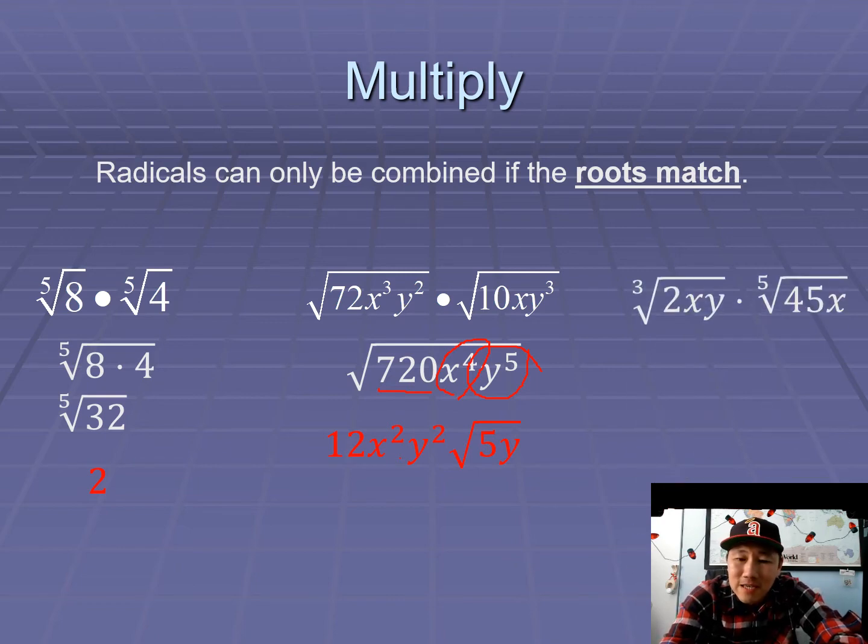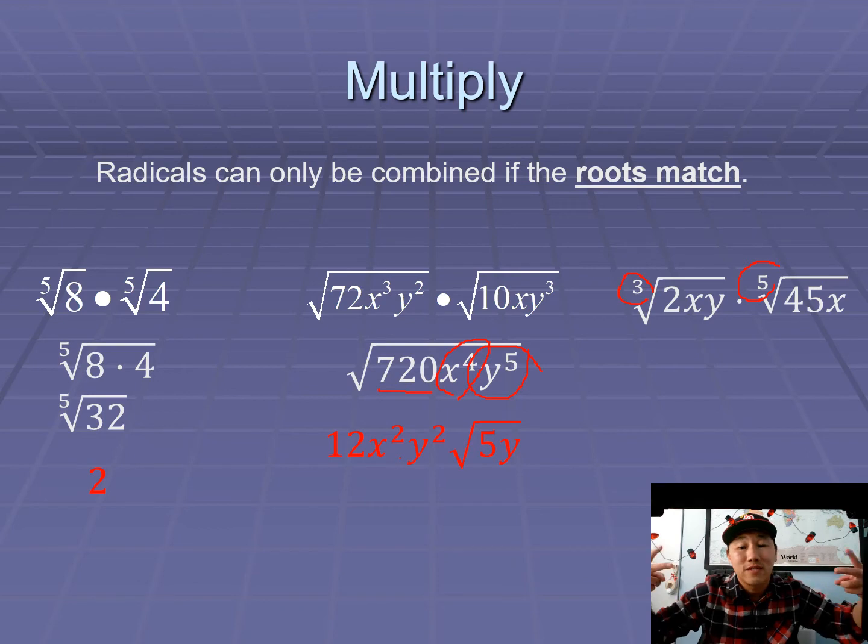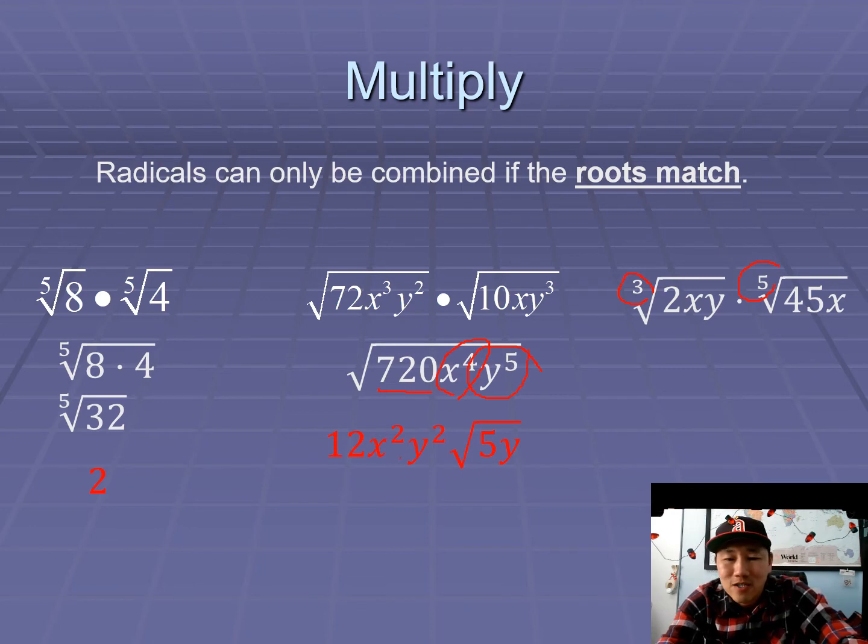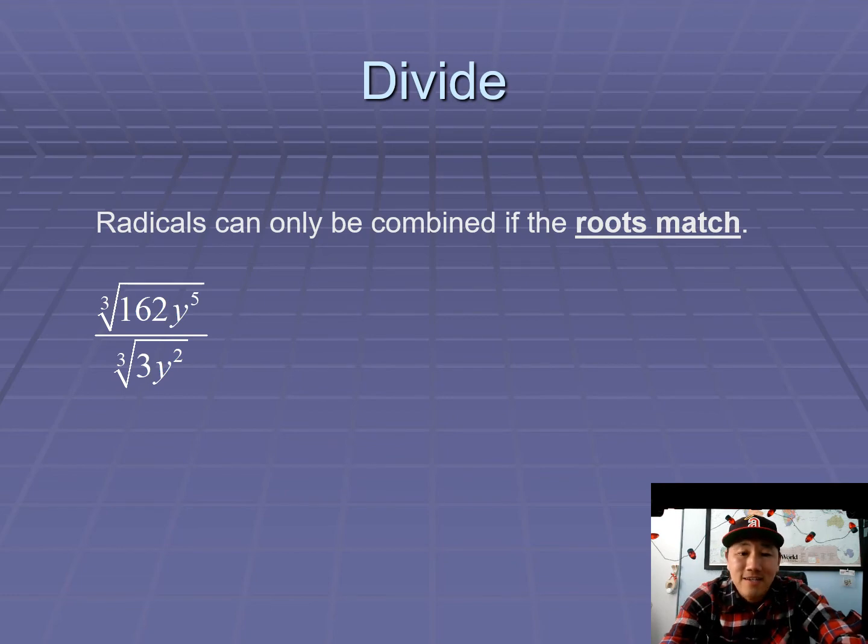And then our third example. Notice this is the third root and this is the fifth root. When they're different roots, you cannot combine them. There's a different way to simplify, but this lesson talks about combining the same roots, and in this case you cannot combine them, so we will leave those alone. We can't simplify that.